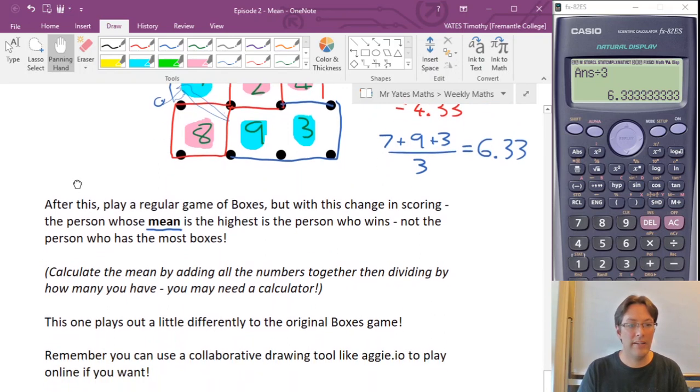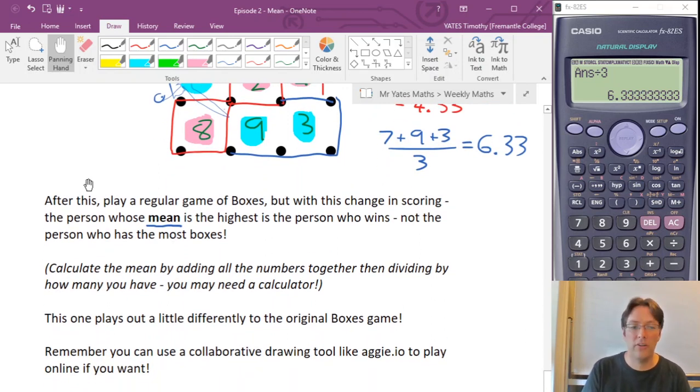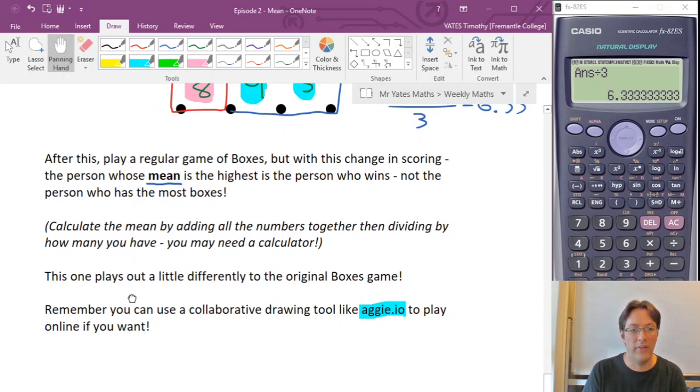This one plays out a little differently to the original Boxes game. And remember, you can use a collaborative drawing tool like Aggie.io to play online if you want. So you just need to invite someone else to your page, and then you can draw up a grid and have a little game of boxes going.